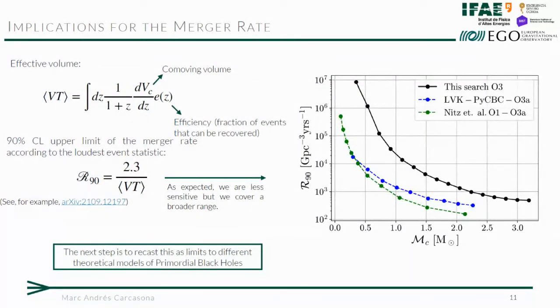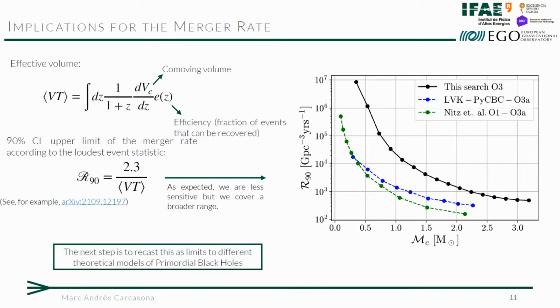And when you have this effective volume, then you can recast it as a 90% confidence level upper limit, because we have detected no event. So you can use this basically loudest event statistic, which lets you recast this as an upper limit to the merger rate within this 90% confidence level. And on the right, you can see the comparison of our search with other searches carried out before.